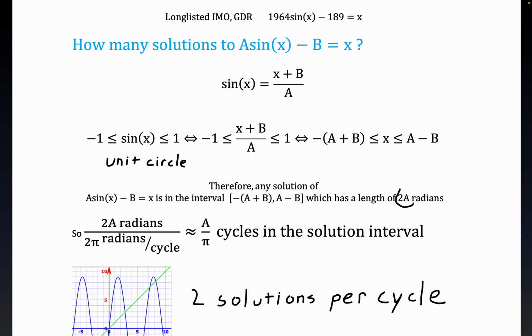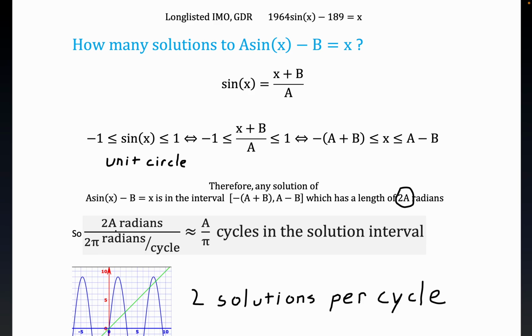Notice that when you subtract this from this, the b's cancel and you just get 2a. Again, a minus b minus this is the length of the solution interval, okay? Now from there, and y'all, this is in radians, it is in radians, and so you get the total number of cycles in the solution interval by dividing by pi, right?